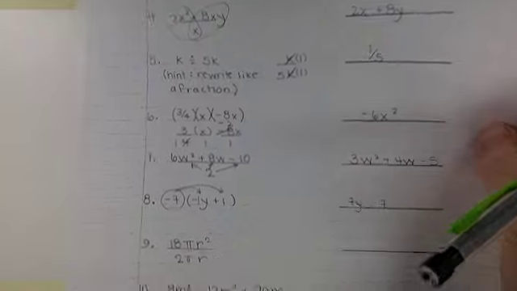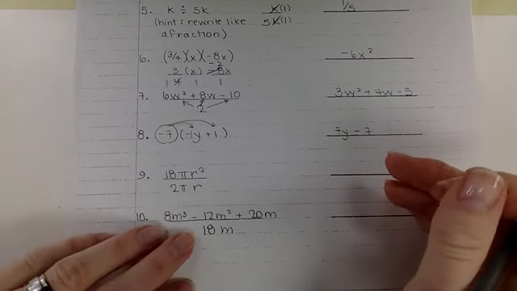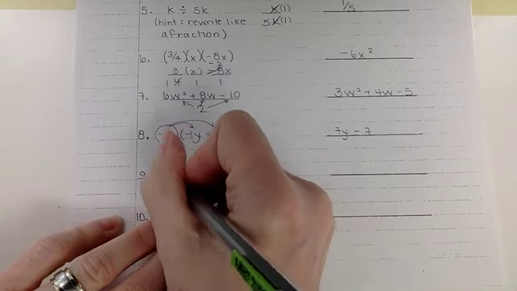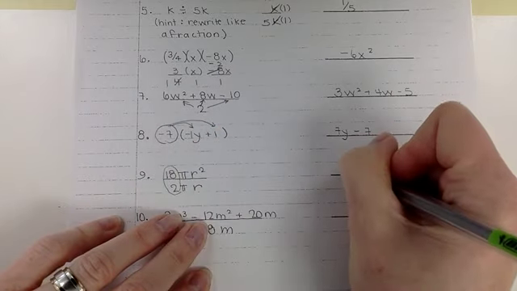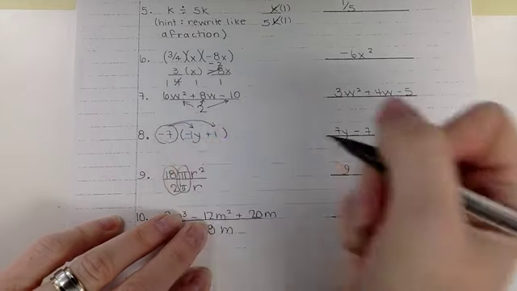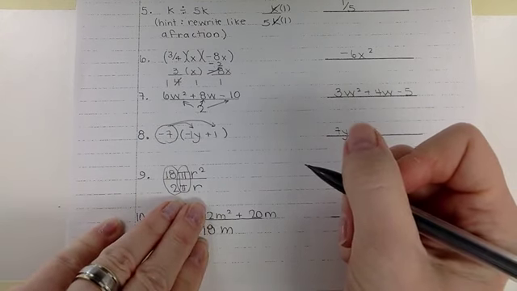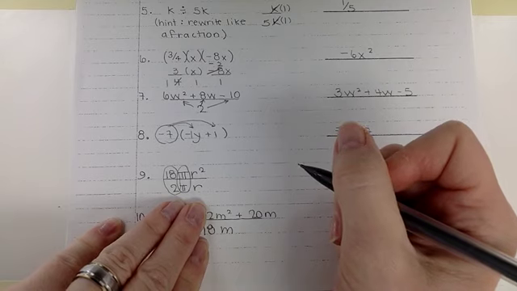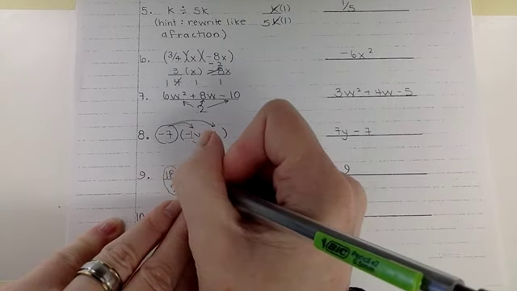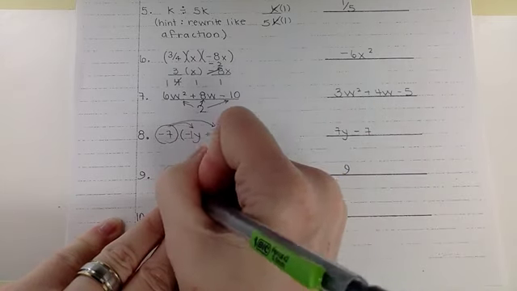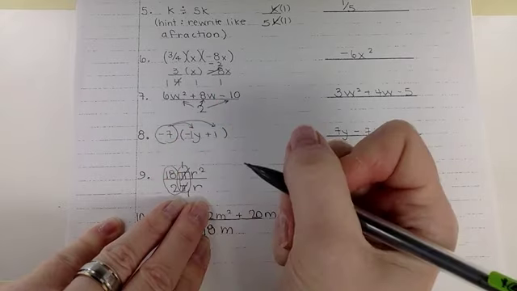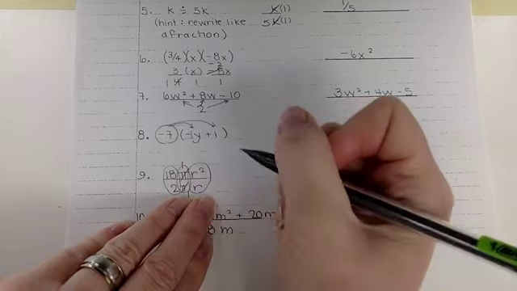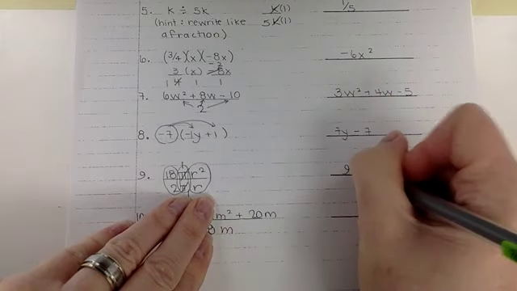Number 9. Number divided by number, so that'll give us 9. Letter divided by letter, and pi is a number or a symbol. So either way you think of it, we're looking at it together, and it will cancel. And we don't need to write the 1. R squared divided by r will be just r.